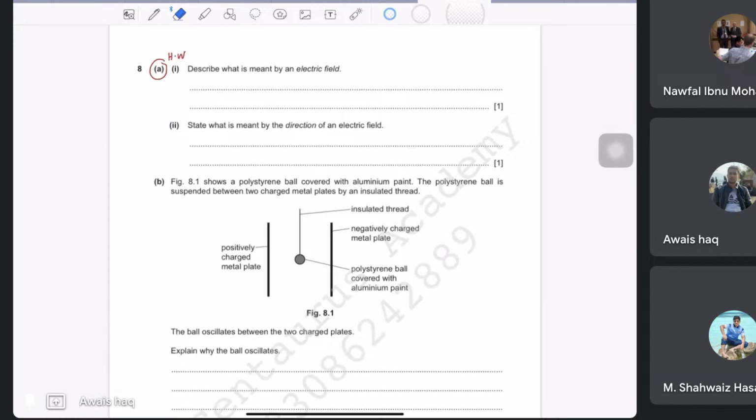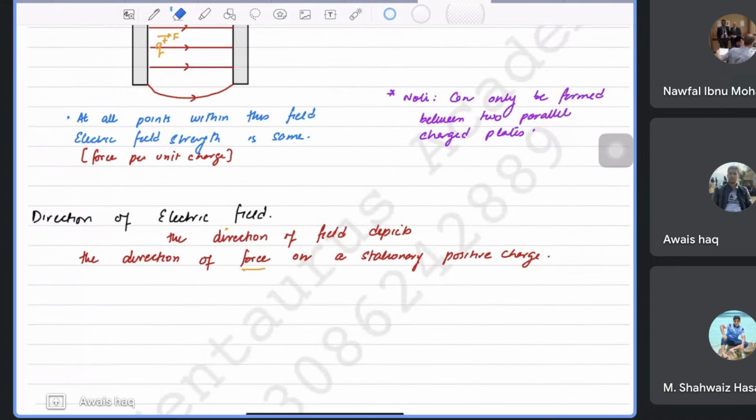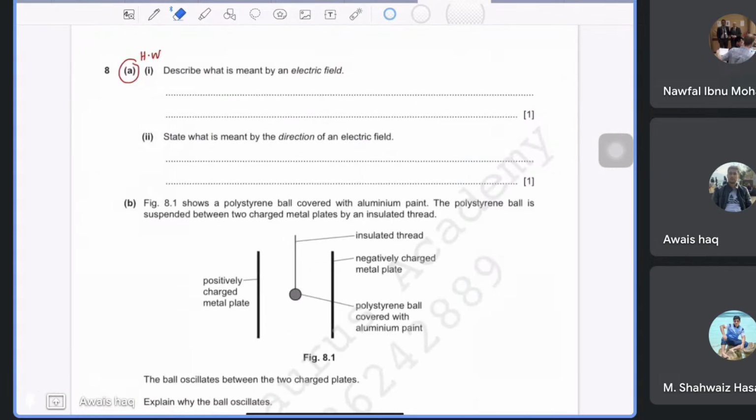Direction in which a charge experiences a force. No. Why is it that it has to be always positive to negative? That's what they're asking. You get it? Now, go back into the notes, read what is written here. It says, the direction of field depicts the direction of force on a stationary positive charge. Is it clear, everyone? Will you be able to write it now? Sure. That's all they're gonna ask.